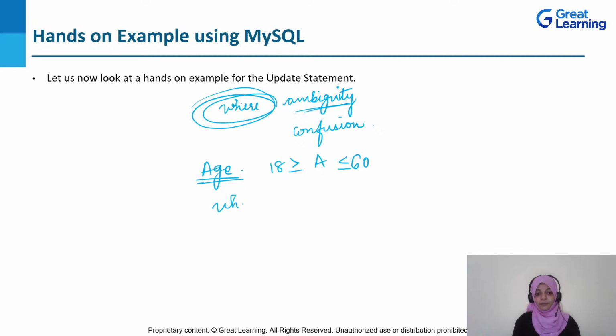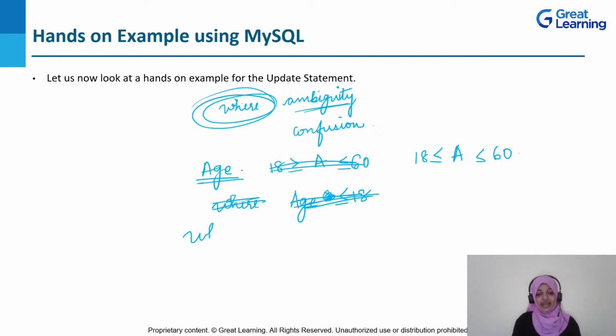But when I'm writing my where condition, what I actually do is I write age... no, wait, yes, there seems to be some problem here. Oh, that is because I've written this wrong. Let me just quickly change that. So what I wanted was age should be less than or equal to 18 and less than or equal to 60. Yes, now it is going to make sense.